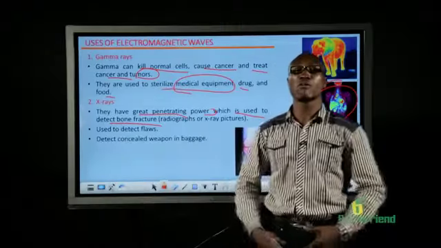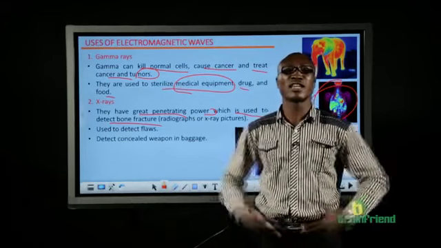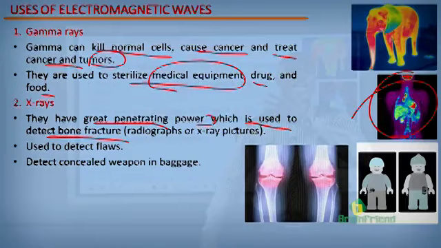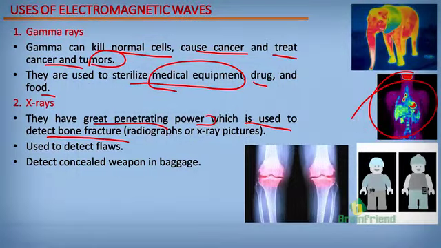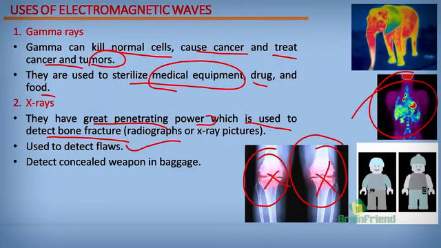When you hear someone say, I'm going for an X-ray, what the person is simply saying is, I'm going to scan my body with an electromagnetic radiation, which is X-ray, to see how my bones look. So it can be used to detect fractures in bones. Also, it can be used to detect flaws, holes, openings.